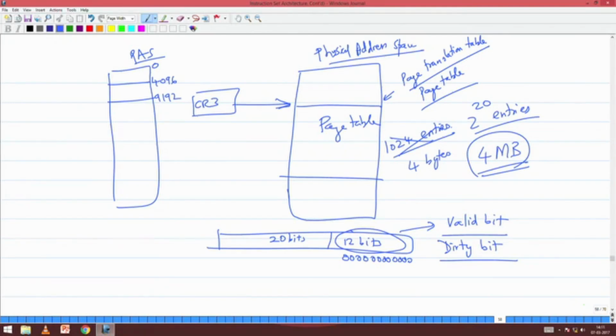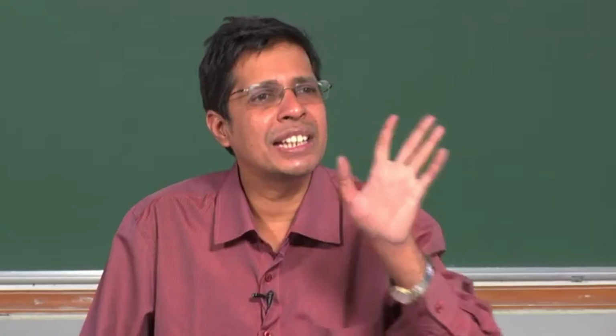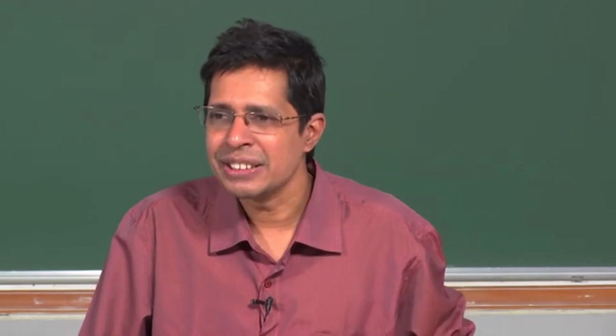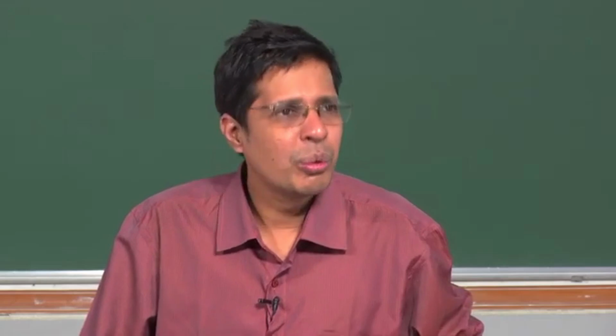The dirty bit tells whether, after I load that page from the disk to the memory, I have changed something in it. If I change something there, immediately that dirty bit will become 1. If I do not change anything there, the dirty bit will be 0. Why do we need this dirty bit?